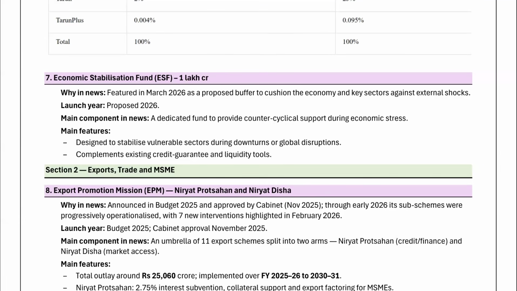Now, what is the exam keyword? Exam keyword is economic buffer fund. For the exam keyword, what do you have to do? This scheme is about the economic buffer fund. What memory trick should you keep? India's emergency savings account. It is India's emergency savings account. Is it clear? So first indexation is clear to everyone.